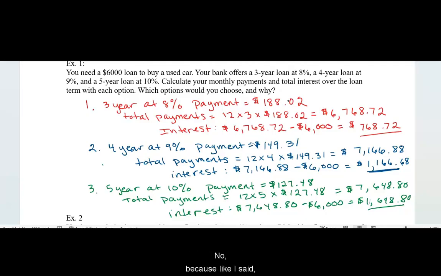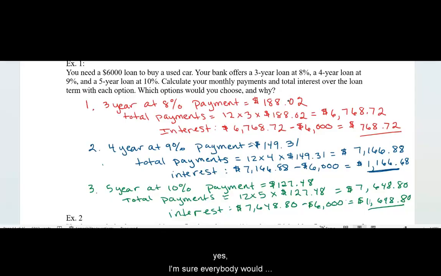No, because like I said, everybody has a different financial situation. Yes, we would all love to pick the 3-year loan, but it might not work for us and we have no choice but to choose the 5-year loan. Or maybe we can do the 4-year loan, which is somewhere in between the two. But again, this is something you always want to look at. Look at your choices, but then look at not just what your options are, but what financially is going to work best for you so that you're not stretched too thin.